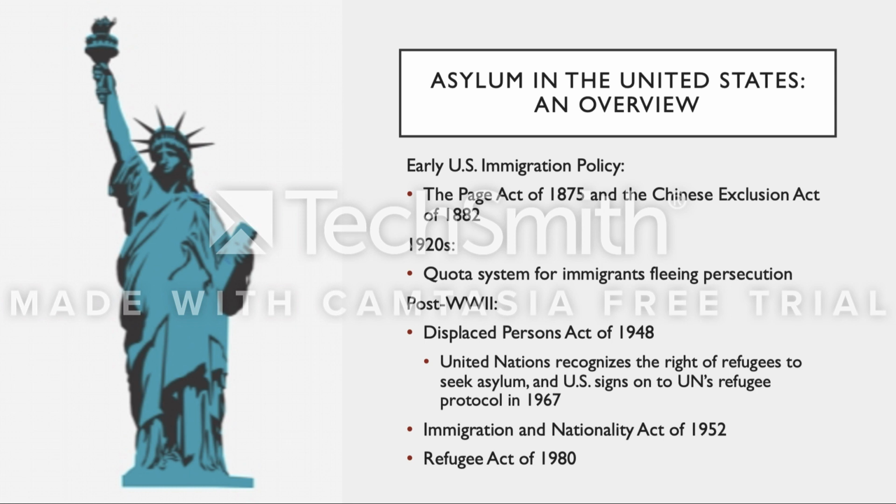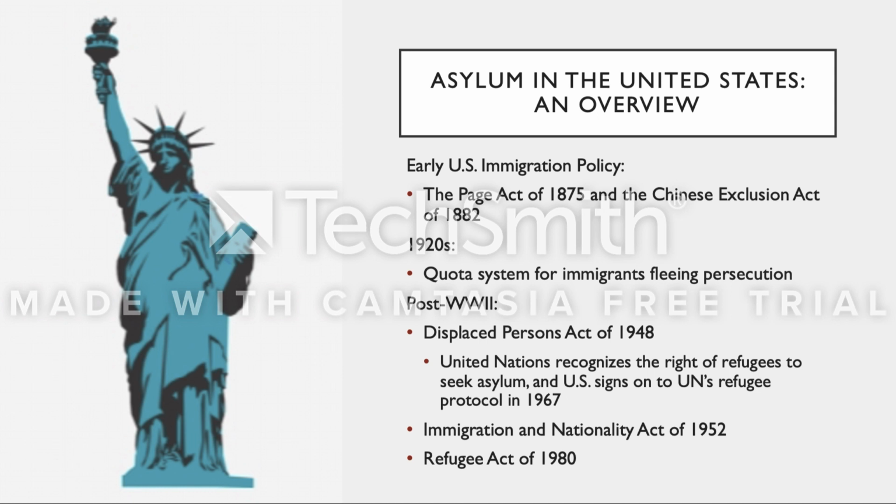The Page Act and the Chinese Exclusion Act were the first legislative pieces designed specifically to restrict the type of immigration coming into the United States, and eventually quota systems for immigrants fleeing persecution became the norm, and these quotas were designed to discriminate against certain immigrants coming from various ethnic backgrounds.